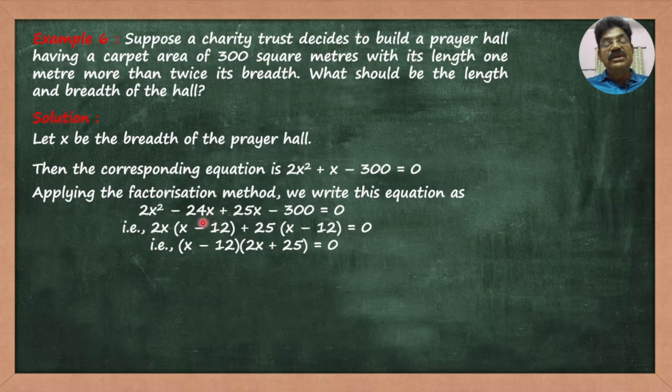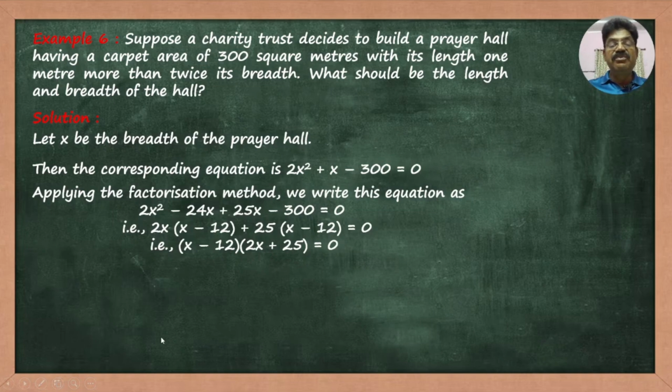Now in the first two terms, 2x is common, you take it outside, then you will be left with x minus 12. In the last two terms, 25 is common, you take it outside, you will be left with x minus 12. Now in both the terms x minus 12 is common, you take it outside, you will be left with 2x plus 25. So the given quadratic equation can be written as x minus 12 into 2x plus 25 is equal to 0.